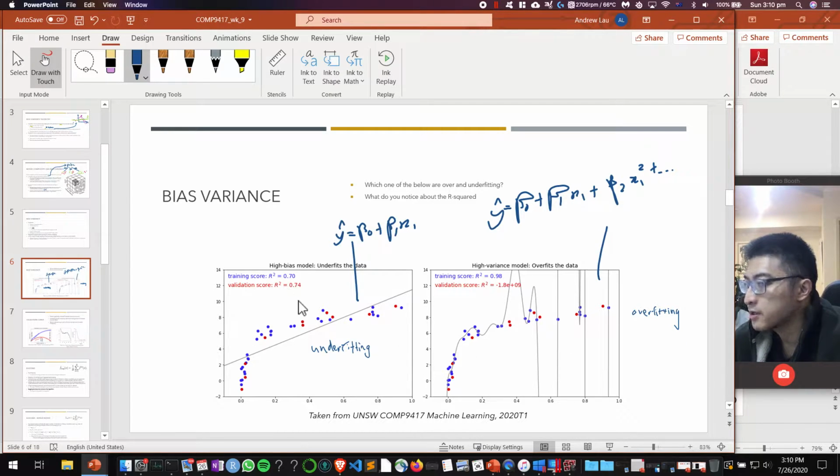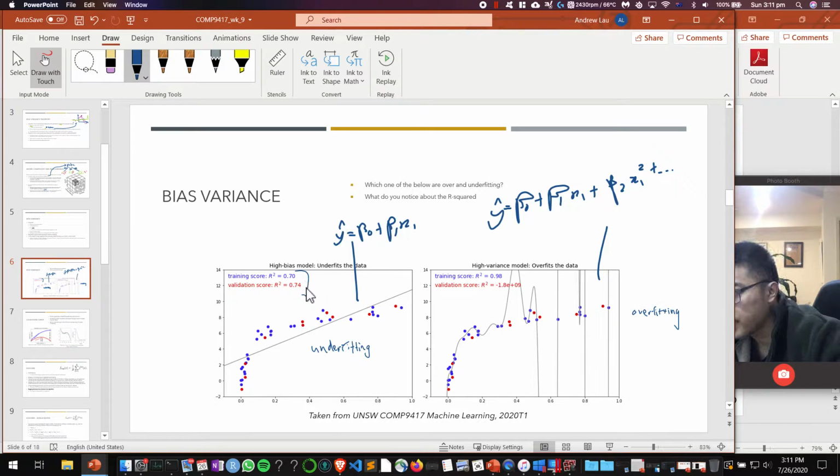But what do we notice about the R-squared or the training validation? It's quite similar, isn't it? So this is very, very similar. The variance in terms of, I guess here, the training validation is low, but the difference between these two, it's kind of similar, isn't it?